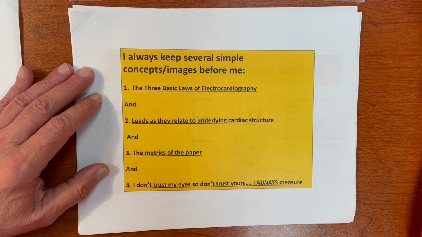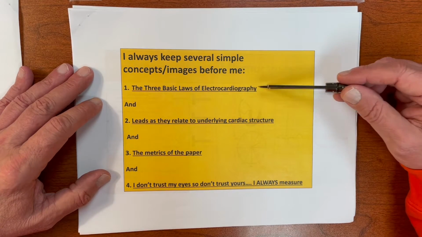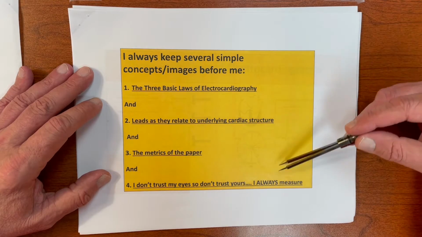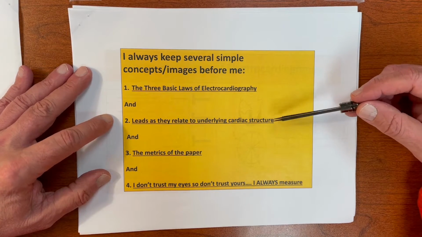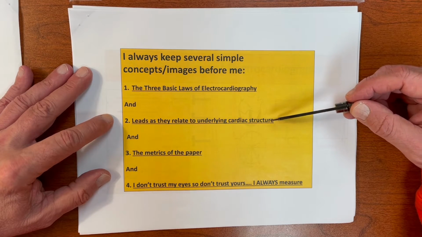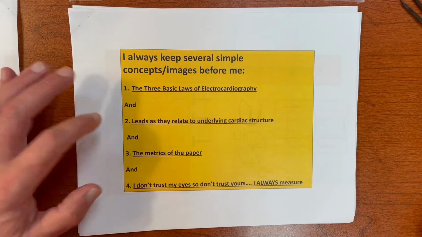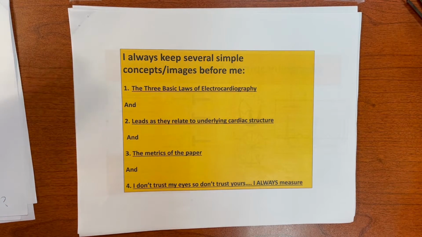Okay, these are the four things I put in front of me all the time. The three basic laws of electrocardiography. Of course, we're going to go over these in detail, but this is an overview slide. Leads as they relate to underlying cardiac structure. I can't tell you how important that is. The concept there is like you have to think of the heart as the earth and the leads like satellites, geostationary satellites looking at the surface of the heart.